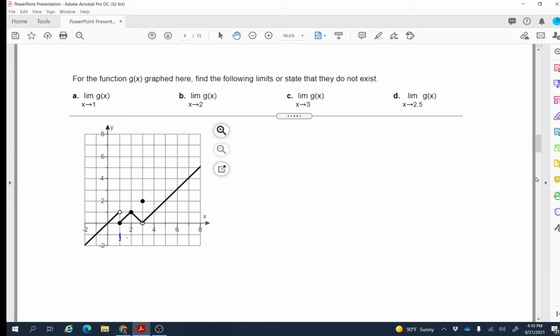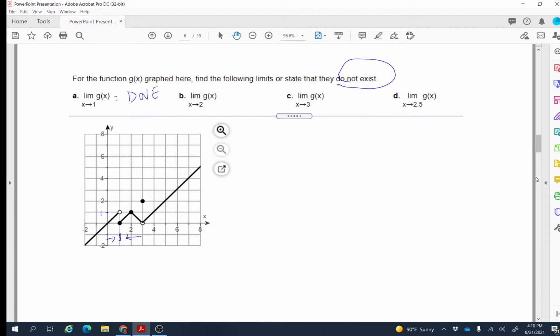So what happens when x is approaching 1 from the left side? From the left side, we need to use this graph. The graph is going towards 1. But from the right side, you need to use this graph. So the graph is going towards 0. So from the left side, the graph is approaching 1, and from the right side, the graph is approaching 0. That means the limit does not exist. You might say DNE, or does not exist.